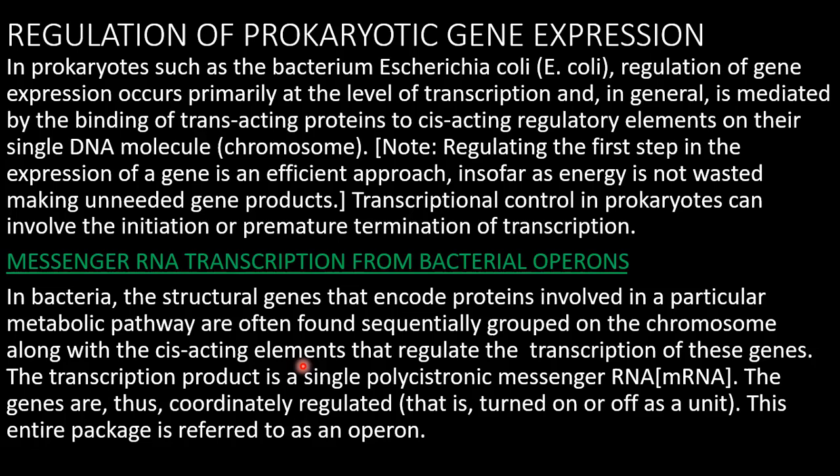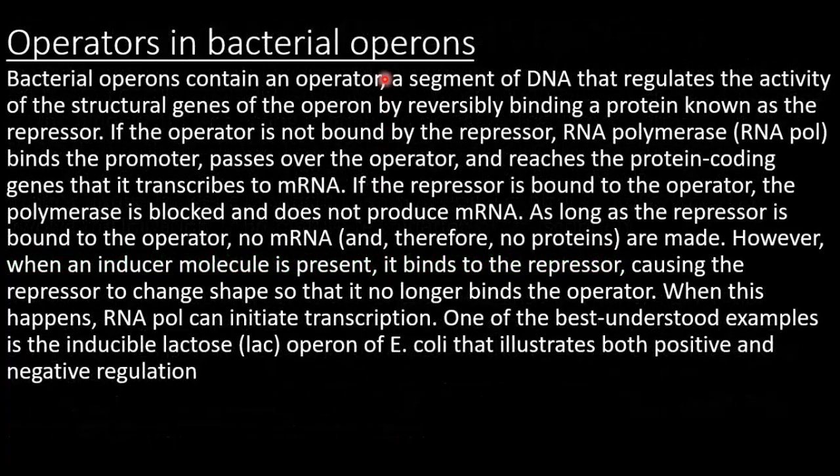These genes are the ones encoding proteins which will be involved in a particular metabolic pathway, and they are sequentially grouped on a chromosome. Those genes will be either turned on or off as a unit. And that entire package is what I'm referring to as an operon. So these operons have to be operated by operators.